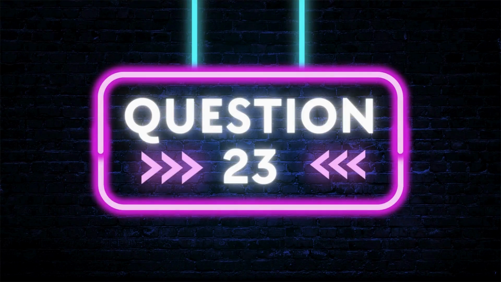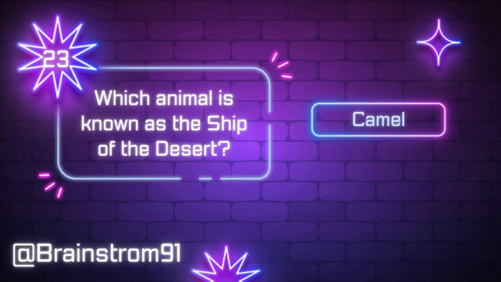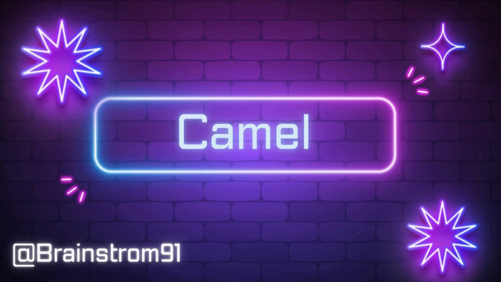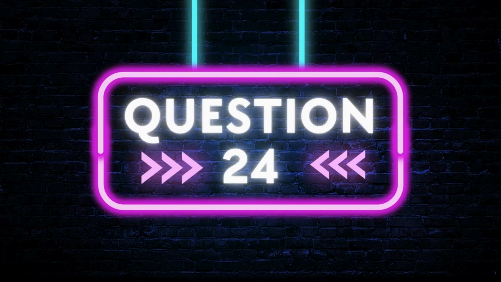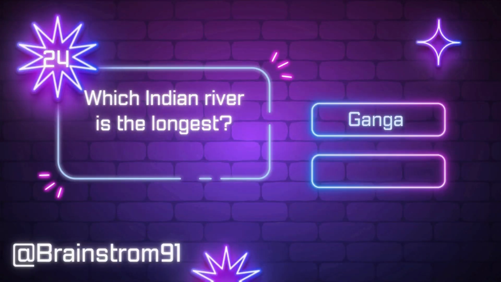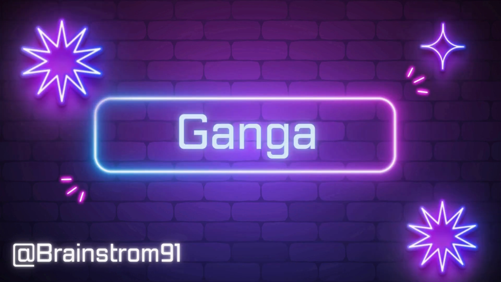Let's move to question 23. Which animal is known as the ship of the desert? Camel, horse, donkey. Answer: camel. Next up, question 24. Which Indian river is the longest? Ganga, Godavari, Brahmaputra. Answer: Ganga.